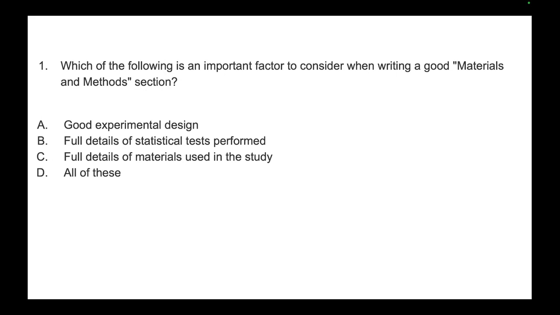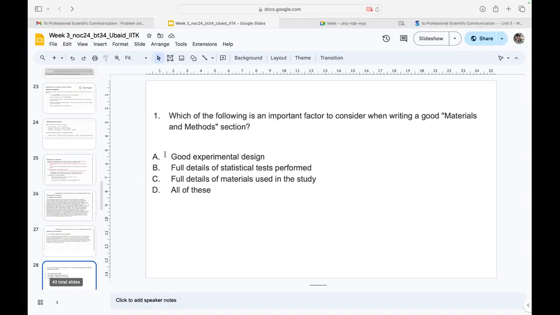Week three assignment. I want you to be active and answer these questions. You can use the chat box, or you can directly unmute yourself and answer the questions. The first question is: which of the following is an important factor to consider when writing a good materials and methods section? I already told you about materials and methods.